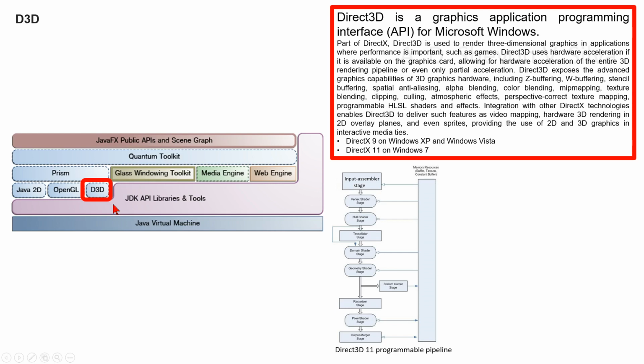Integration with the other DirectX technologies enables Direct 3D to deliver such features as video mapping, hardware 3D rendering in 2D overlay planes, and even split, providing the use of 2D and 3D graphics in interactive media titles.